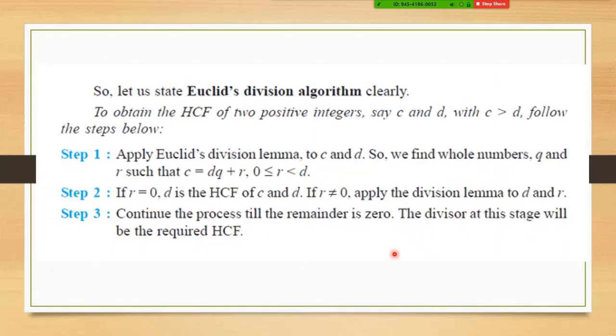So be very clear. Now, when we find the HCF of two positive integers, C and D, where C is greater than D, and we use Euclid's division algorithm, we carry out a few steps. If R is not 0, we keep on moving ahead with the same step, keep on dividing so that you get C equal to DQ plus R. So continue the process till the remainder is 0.